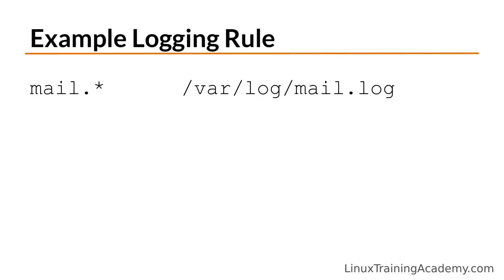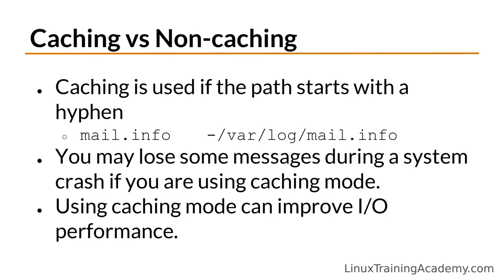This example rule matches messages that have the facility of mail and any severity. It writes all the matching messages to /var/log/mail.log. If the path starts with a minus sign, that tells syslog that it doesn't have to perform a sync operation for each log message. This is sometimes called caching mode.